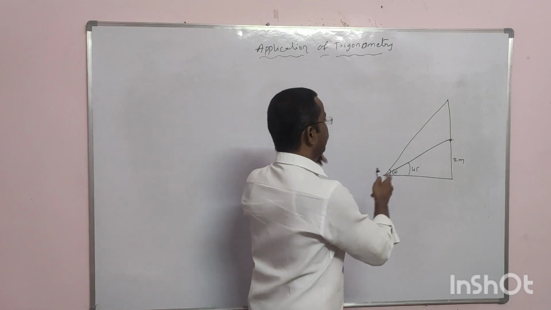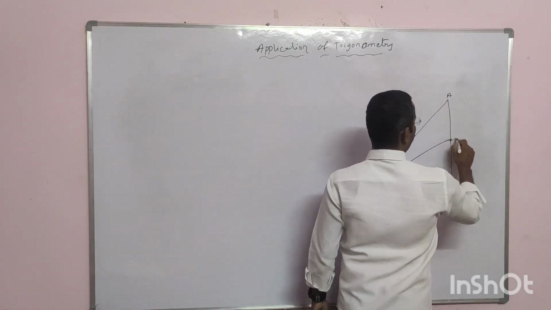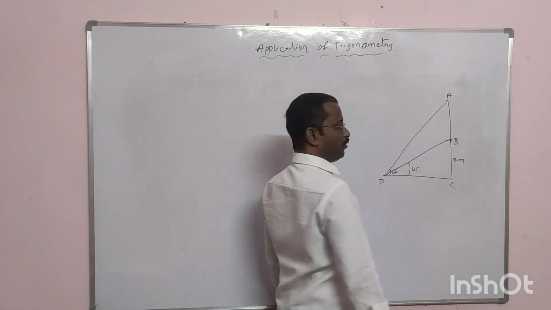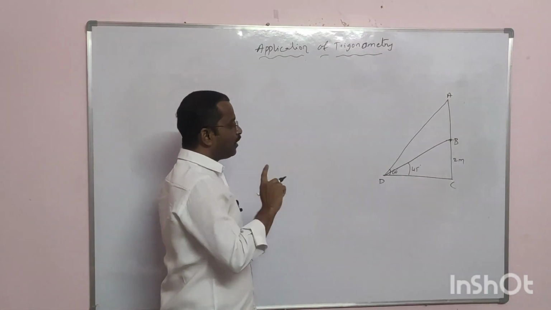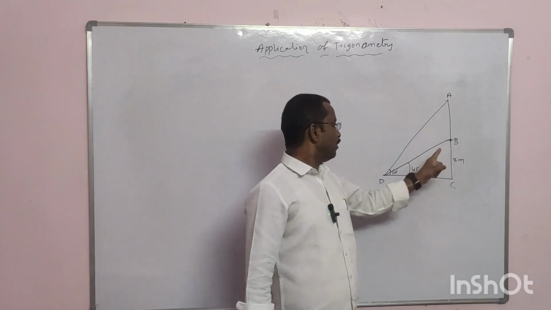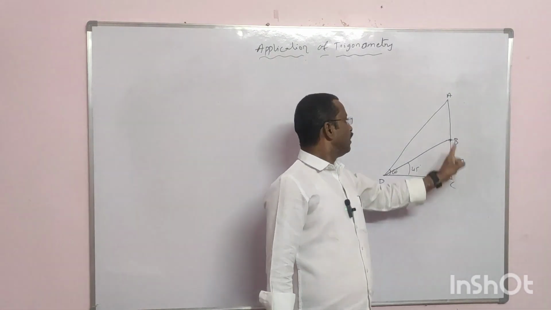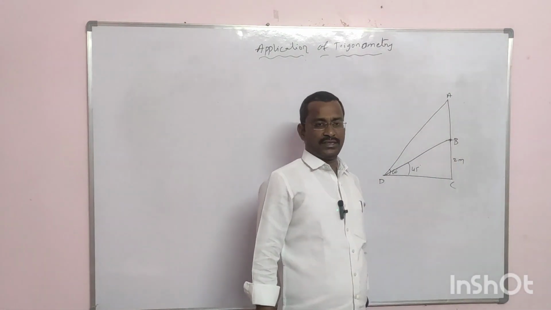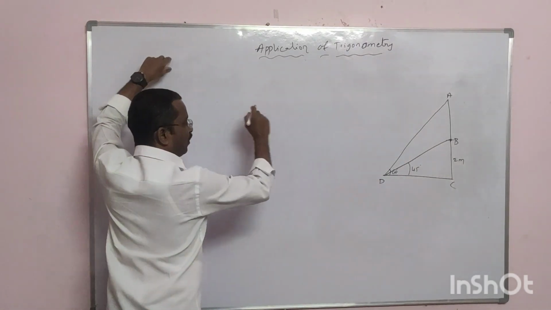Say the figure is A, B, C and D. You labeled it. How many right angle triangles are there? 2 right angle triangles are there. What are they? BDC and ADC. That's it. Okay, so let's go one by one.